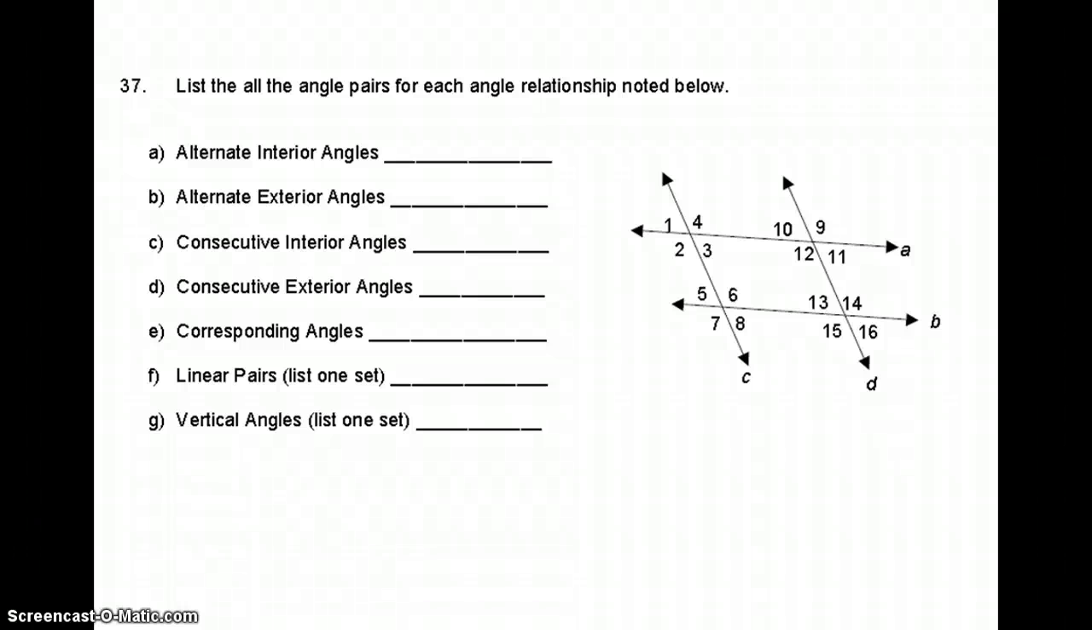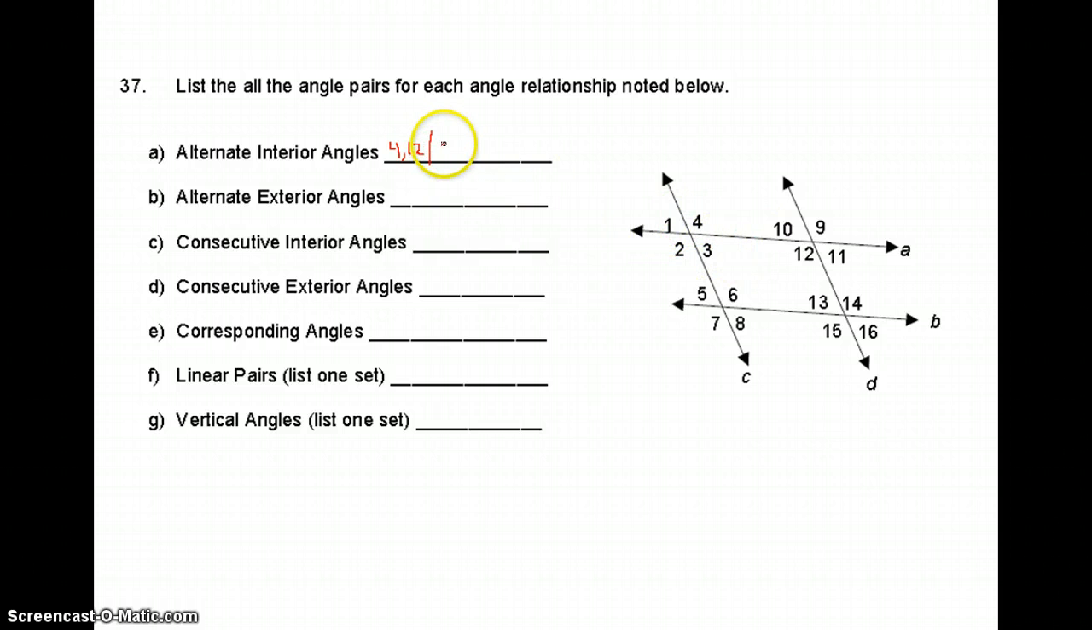Okay, number 37 lists all the angle pairs for each angle relationship noted below. Alternate interior angles. Let's see, I think I might have enough room up here. Alternate interior, inside the two lines, opposite side of the transversal. So I've got 4 and 12. Let's put slashes between them.